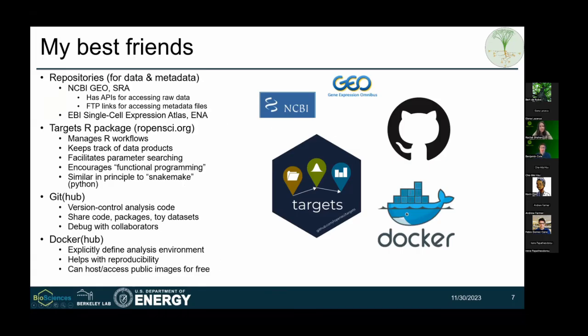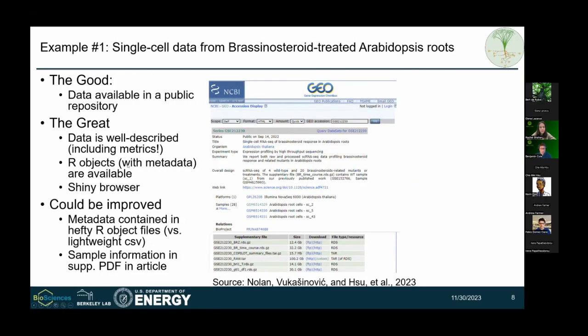Okay, so I just wanted to introduce some of my best friends for handling metadata. These include the Gene Expression Omnibus, NCBI. If you're using R, Targets is a really nice way to document your workflow. Docker is a really nice tool for documenting your analysis environment, and of course GitHub for your code. And then really quickly, I just wanted to go through two recently published data sets that I think did a really nice job in documenting their metadata.